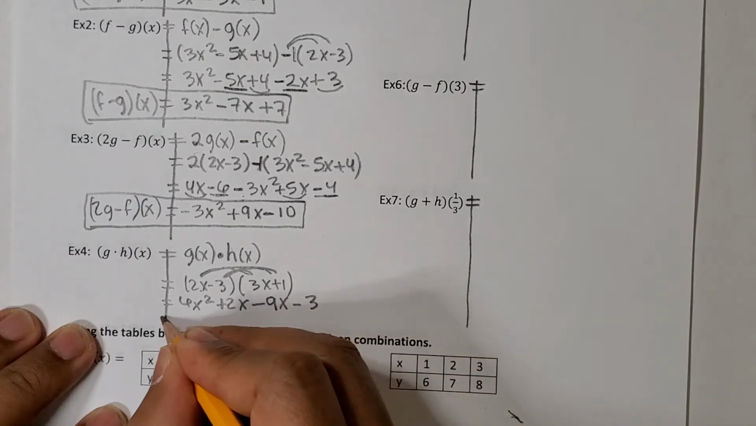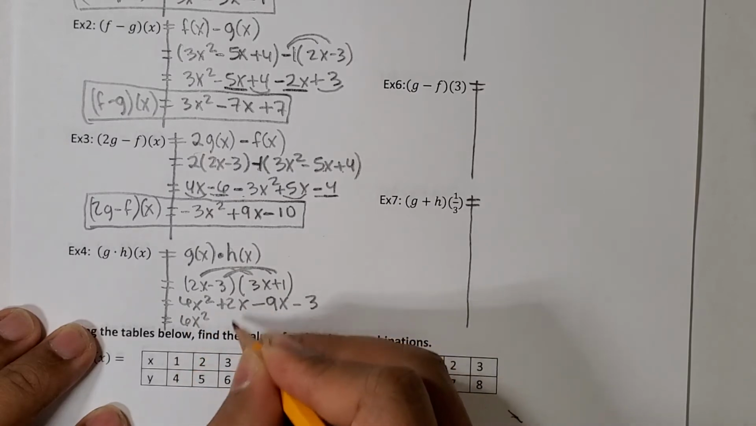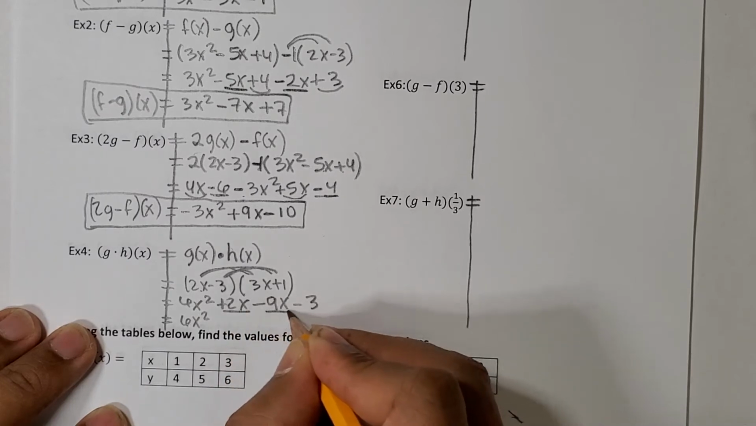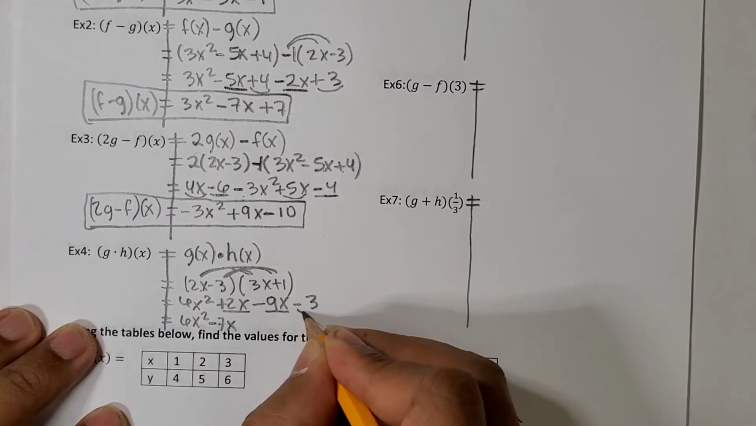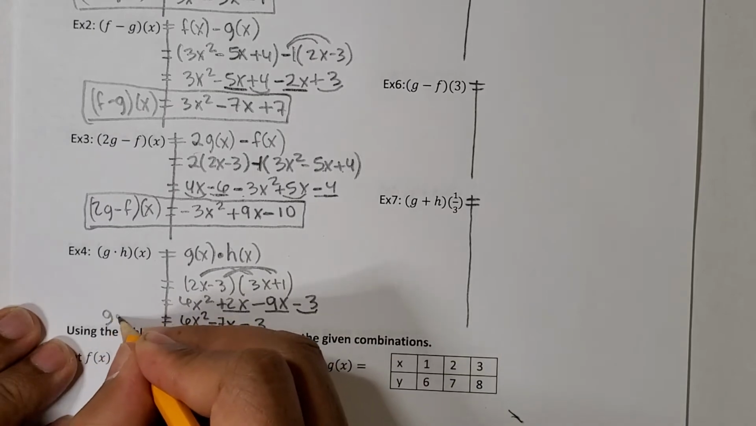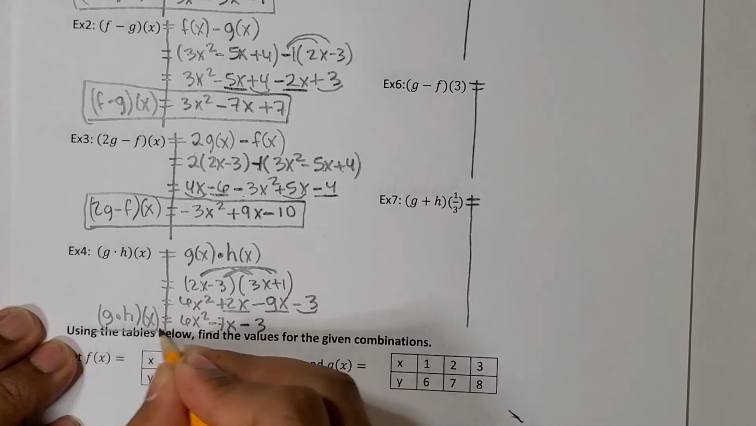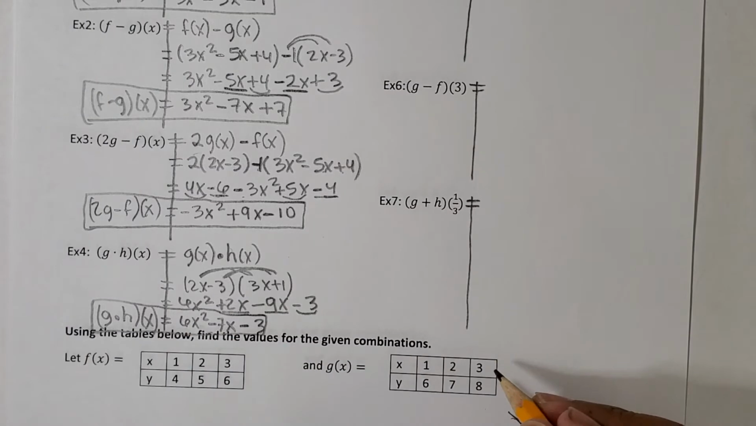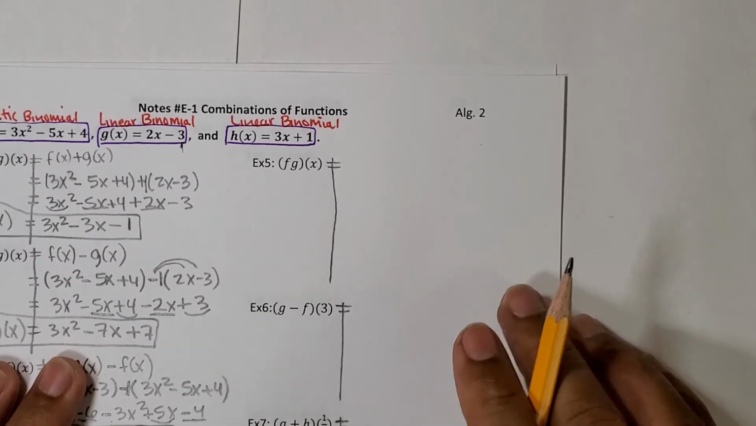So then I'm going to again combine like terms. Just bring this 6x squared down. And then this one here, positive 2x minus 9x is going to be negative 7x. And this negative 3 is by itself, just that constant. So then we have that the product of g and h of x is equal to 6x squared minus 7x minus 3. Okay, so let's go on to the next example.